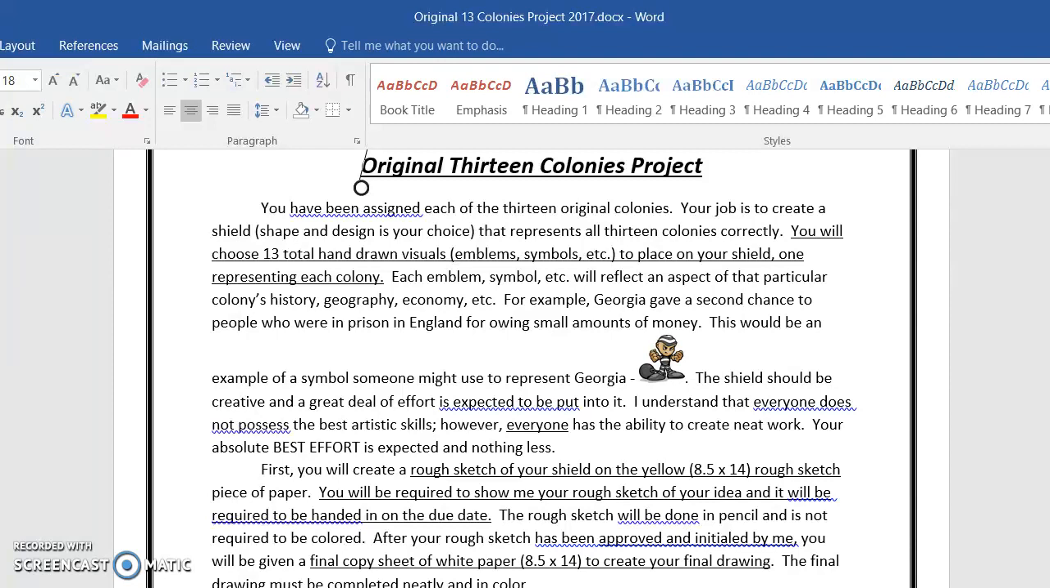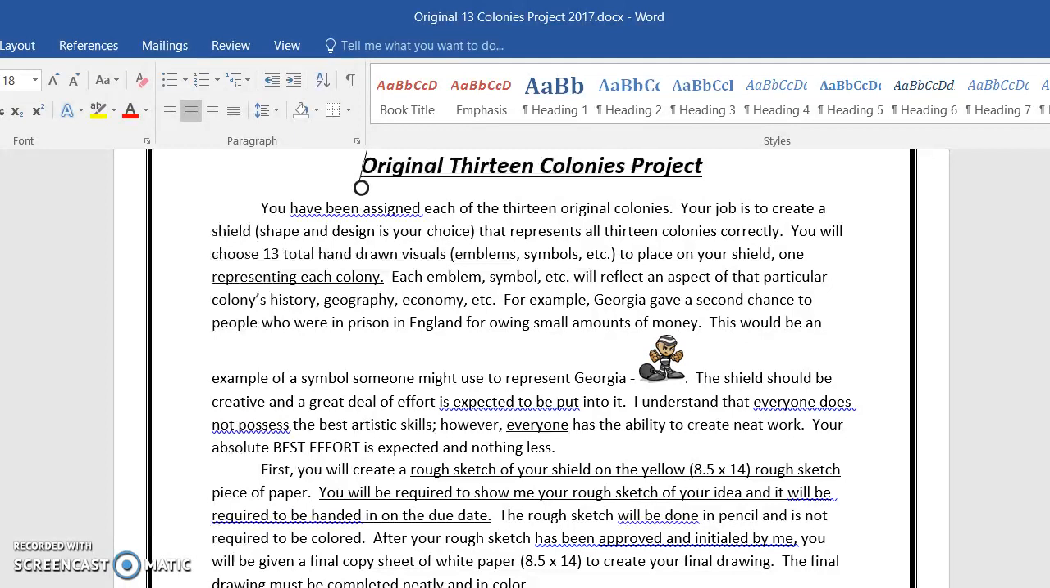And again, it's artistic ability. I don't expect you to be Van Gogh. I don't expect you to be Da Vinci. I don't expect you to be anybody famous like that. But again, I'm looking for your best effort. So first, what you're going to do is you're going to create a rough sketch of your shield on yellow paper, that yellow sketch paper that I'm going to give you.